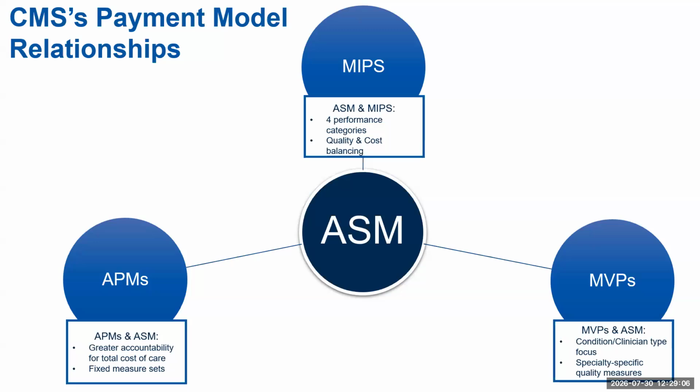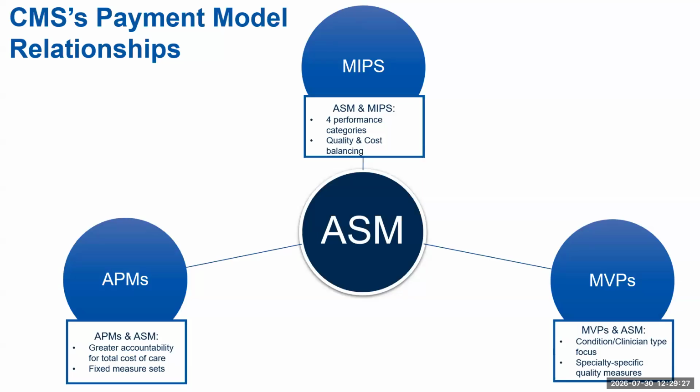You're going to see that there's a push for greater accountability for total cost of care around episodes, right? So your ACOs, your APMs, they are built around episodes, patient populations, things like that, chronic care conditions. And so you're on the hook for these total costs of care. And so that's where we see a lot of parallel with ASM.